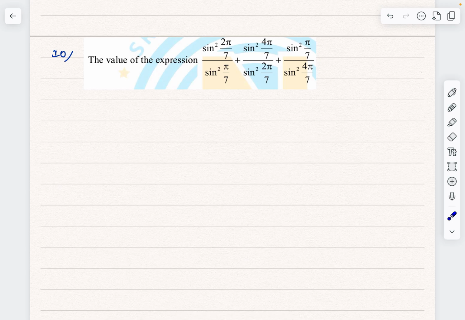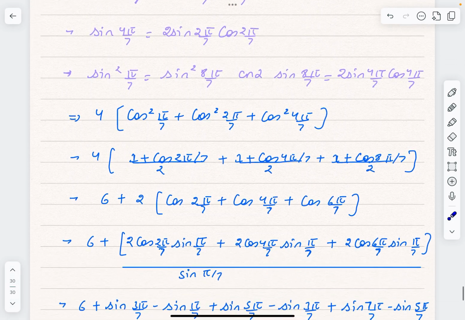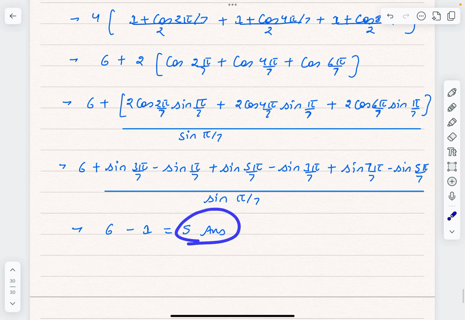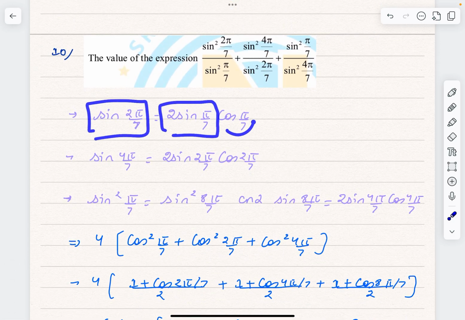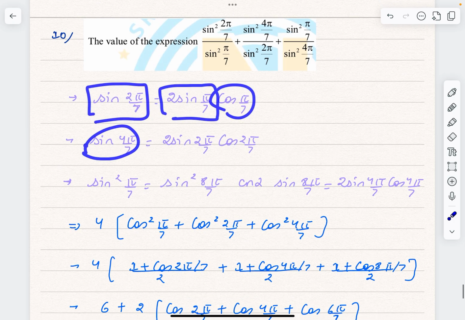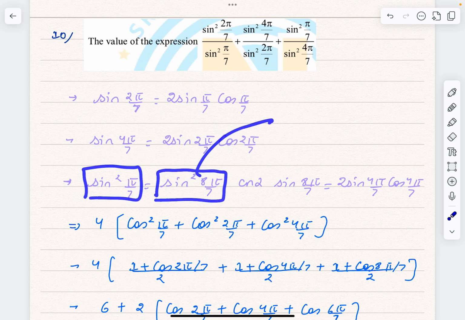Let's start the discussion now. So the answer for this problem is 5. See how? Sine 2 pi by 7 we can write as 2 sine pi by 7 cos pi by 7. Sine 4 pi by 7 we can write as 2 sine 2 pi by 7 cos 2 pi by 7. Now sine square pi by 7 will be same as sine square 8 pi by 7. Basically sine 8 pi by 7 will be negative of sine pi by 7, but when you square you get the same.